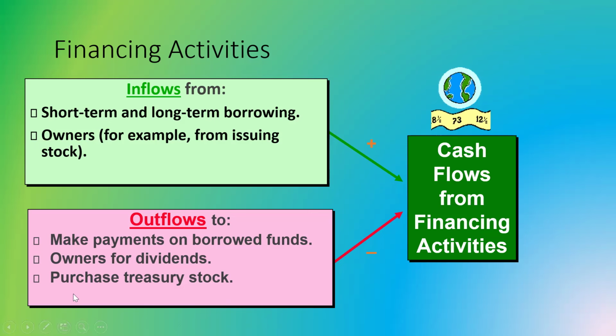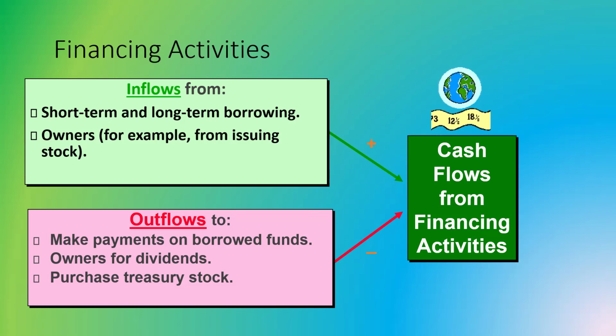The next is the purchase of treasury stock. Whenever a company buys back its own shares from the open market, this is called treasury stock. Buying back shares is an outflow because it uses up cash, reducing the total number of shares held by the public. In summary, we can say that financing activities reflect how the company is funded by debt or equity and how it returns value to its lenders or its shareholders.